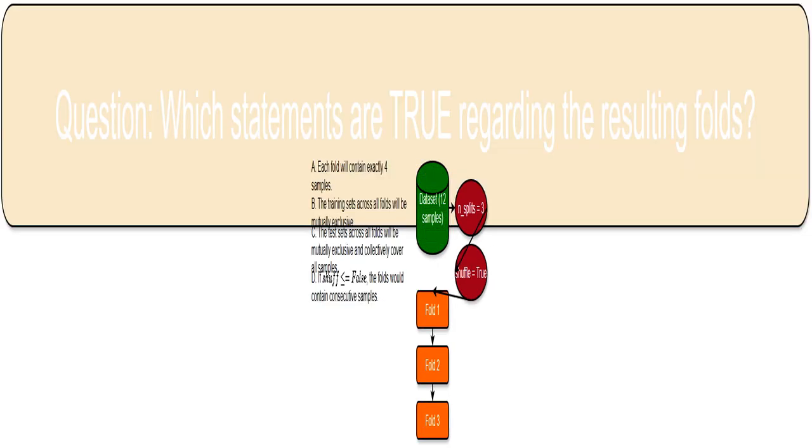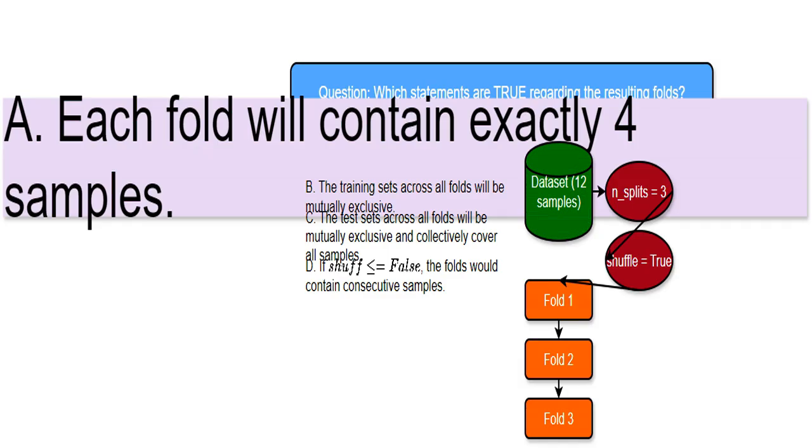I'm asking you to identify which statements about how the data is split are true. This is all about understanding how KFold works. Ideally, yes, because 12 samples divided by 3 folds equals 4 samples per fold. But I use stratified KFold, which prioritizes maintaining class proportions in each fold. So, this might not be perfectly even.